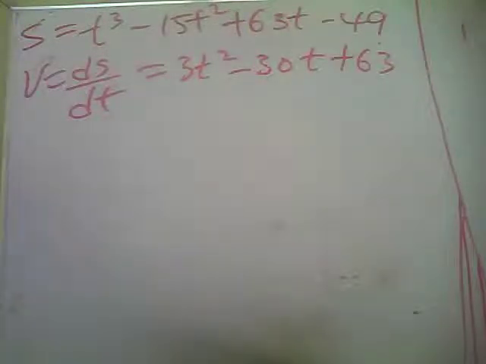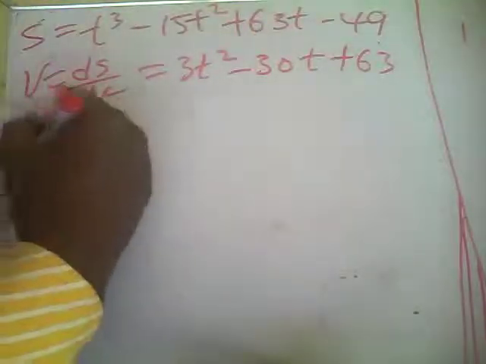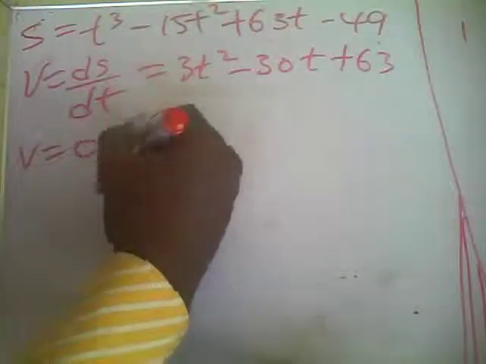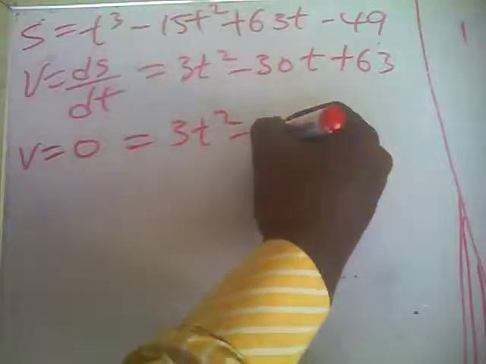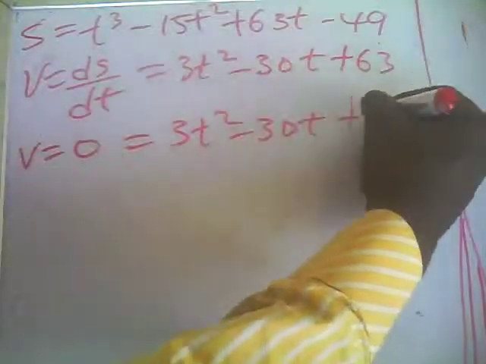Then they say when the body is momentarily at rest, there is no velocity. That means the velocity must be equal to 0. So v is equal to 0, and that is 3t squared minus 30t plus 63.